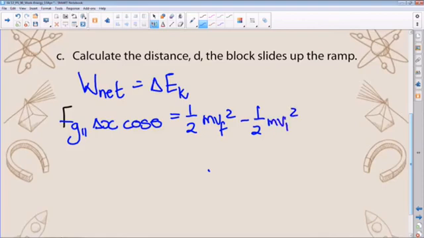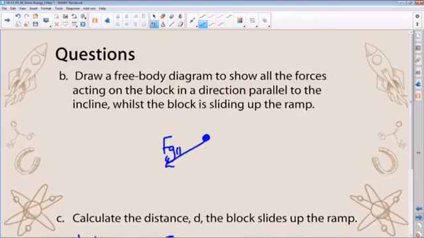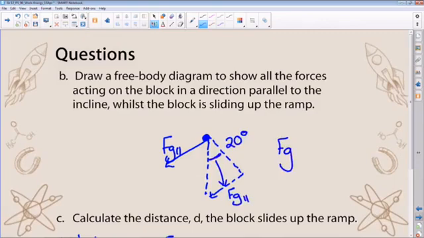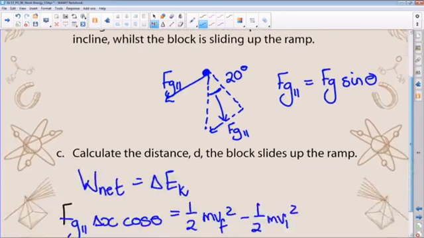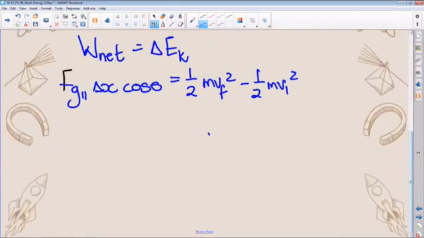How do we work out Fg parallel? Well, if we go back to the diagram, let me do it here, it'll be easier. So there's my Fg, and I do it this way when I draw my angles. Fg parallel is here. That angle there is the angle of the slope, which is 20 degrees. It's opposite, so Fg parallel is Fg sine theta. Now, I've just got a space issue, and you can do this separately, but because of space, I'm actually going to add it into the equation.